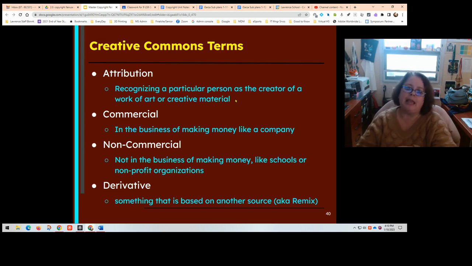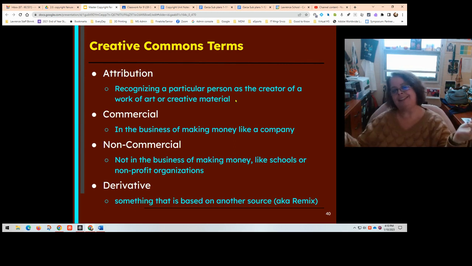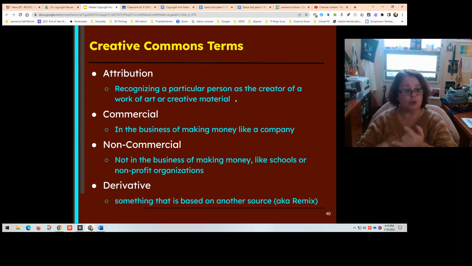Commercial is another term that is going to come into play, and what it means is they're in the business of making money, like a company. A company wants to make the most amount of money or profits as possible. That's the point of a company. We live in a capitalist society. Commercial means making money. Non-commercial, the next term, means not in the business of making money, like schools or nonprofit organizations.